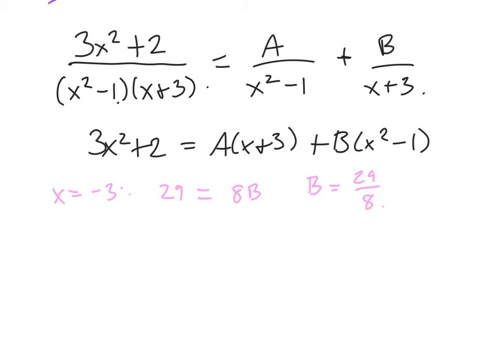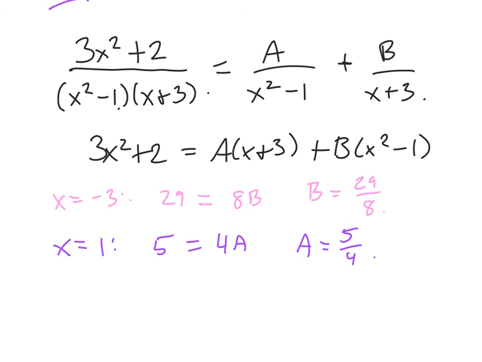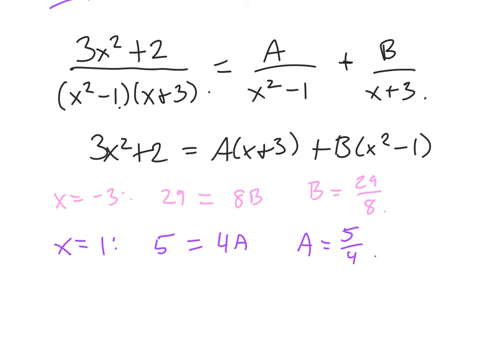Now, to knock out this term, I'm going to pick x equal to 1. If I pick x equals 1, the left side is just 5. And on the right side, the B term goes away entirely. I get 4A equals 5. So A is 5/4. So my partial fraction decomposition is going to be, let's write it over here, 5/4, and then B should be 29/8.